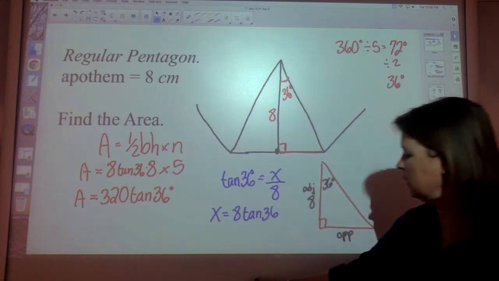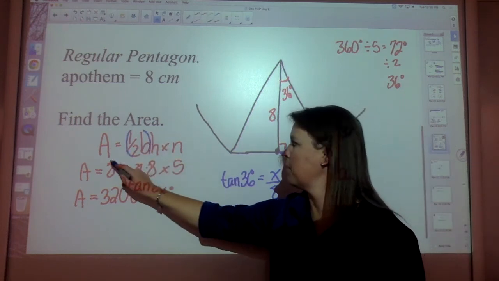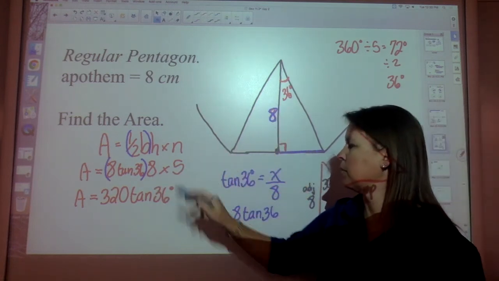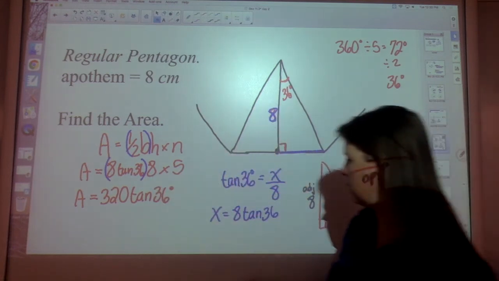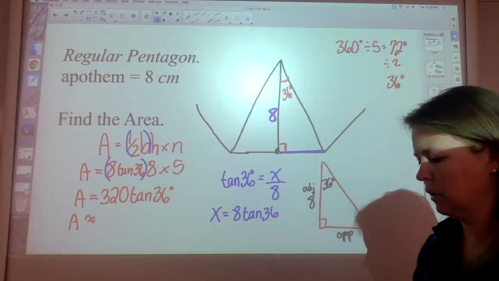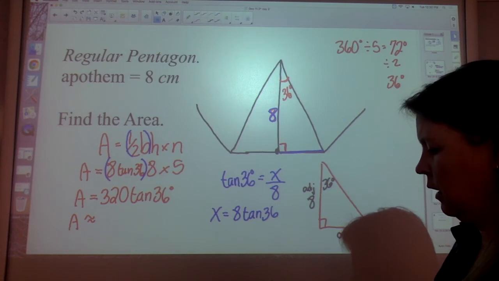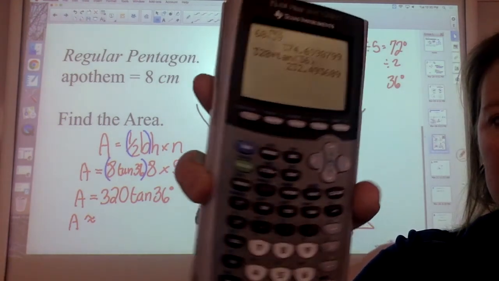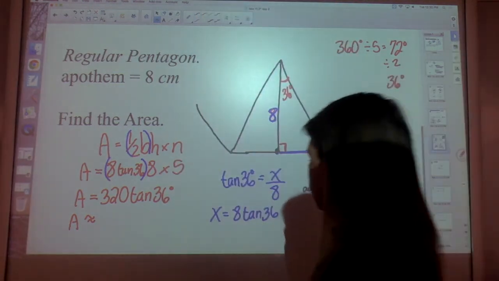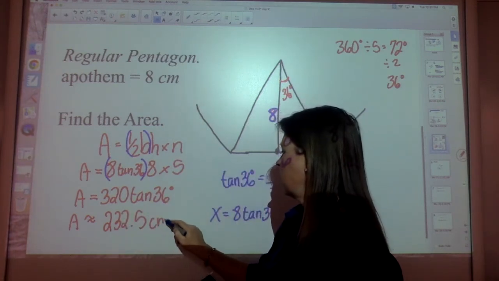We found half the base to be 8 tangent 36. There's half of our base. We knew our height was 8, and we knew the number of sides was 5. Now we go with the approximate 320 times the tangent of 36 equals 232.5. And it looks like we're in square centimeters this time.